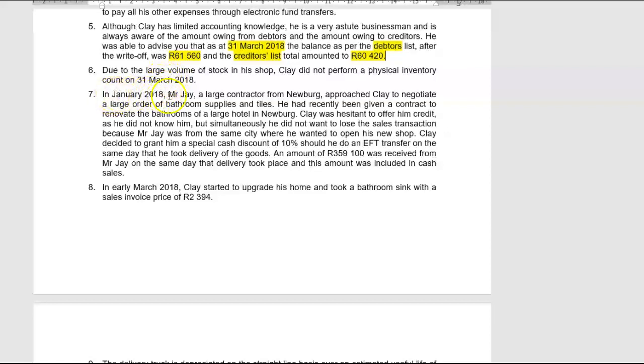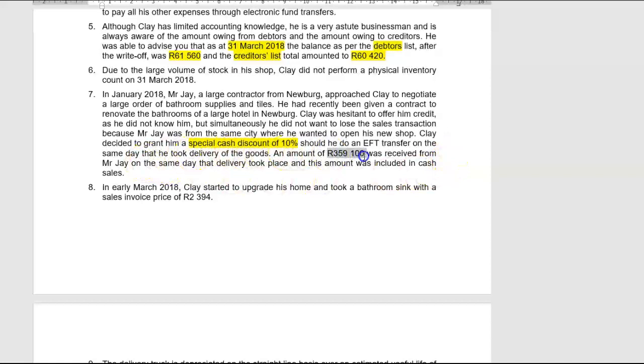In January 2018, Mr. J, a large contractor from Newburgh, approached Clay to negotiate a large order of bathroom supplies and tiles. He had recently been given a contract to renovate the bathrooms of a large hotel in Newburgh. Clay was hesitant to offer him credit as he did not know him, but simultaneously he did not want to lose the sales transaction because Mr. J was from the same city where he wanted to open up his new shop. Clay decided to grant him a special cash discount of 10% should he do an EFT transfer on the same day that the delivery of the goods take place.